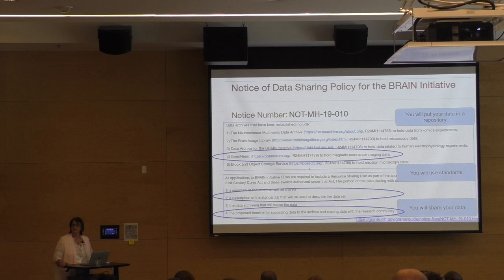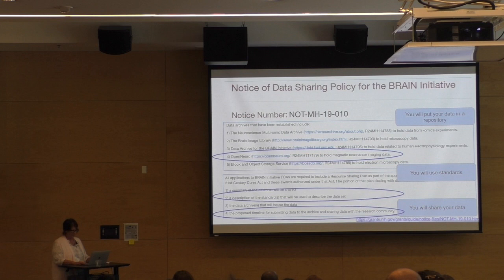And also down the pipe, I think NIH is starting to get more serious about data sharing and standards. So this was the BRAIN Initiative policy that was issued in January, and you'll notice it says you will put it into an archive, and they give you the archives you're allowed to put it in. You will describe in your data management plan the standards that are going to be used to describe the data, and you're going to tell us the proposed timeline for submitting data to the archive and sharing the data with the research community. So this has been one of the most prescriptive policies that we've seen, but all the rumblings out of NIH suggest that all of NIH is going this way. So whether we want to do it or not, I think it's coming down the pipe.